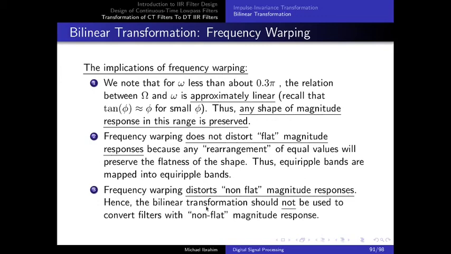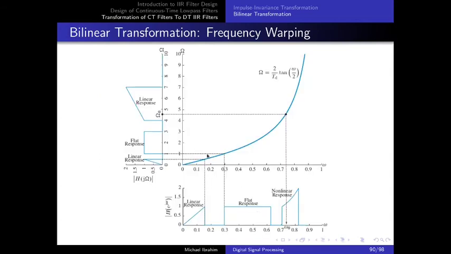Hence, the bilinear transformation should not be used to convert filters with non-flat magnitude response, because if we have a non-flat magnitude response, it will be distorted, as we can see over here. If we have a linear, which is non-flat, response, it will be mapped into a nonlinear response. It will be distorted.